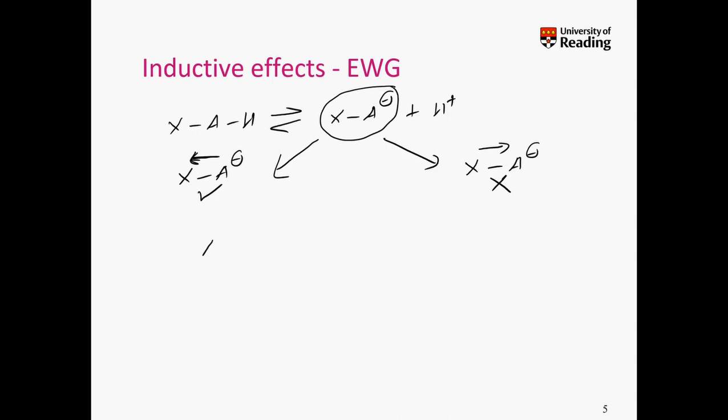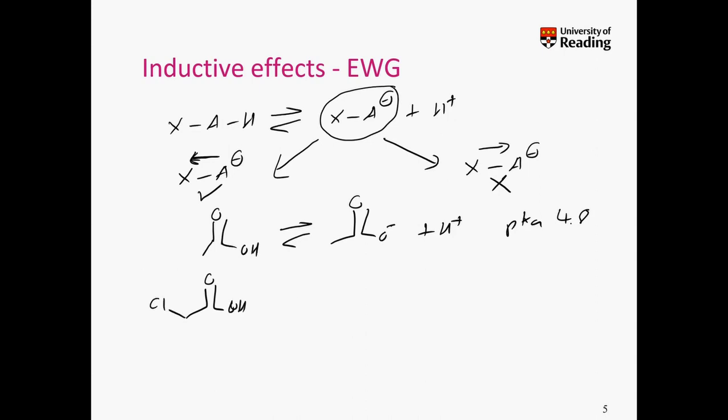So if we take, for example, a carboxylic acid, what's going to happen in the carboxylic acid is we're going to form O minus here plus H plus, and the pKa of this is approximately 4.8. If we take the same thing but we add a chlorine atom here, we are going to form that same kind of anion plus a proton, but in this case the pKa is 2.9.